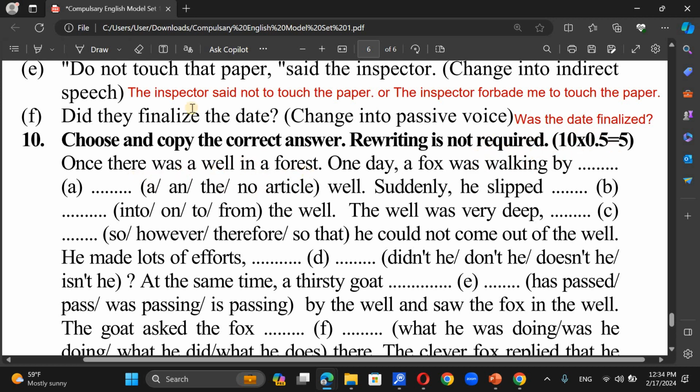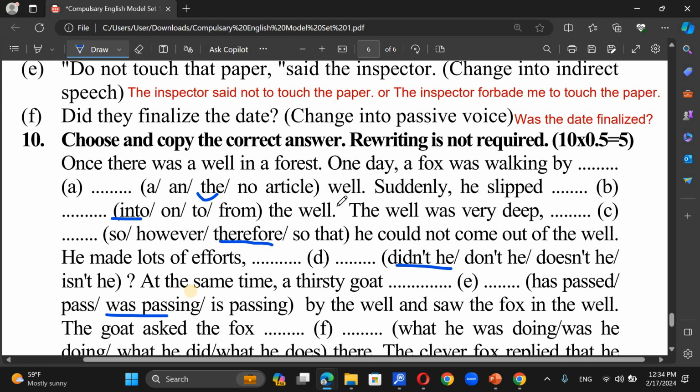Once there was a well in a forest. One day a fox was walking by the well, because here the well is repeated. Suddenly he slipped into the well. The well was very deep. Therefore, he could not come out of the well. He made lots of efforts, didn't he? You can add didn't he here. At the same time, a thirsty goat was passing.